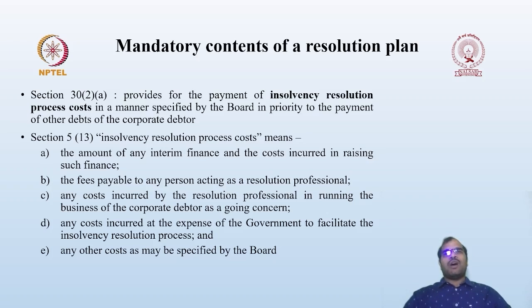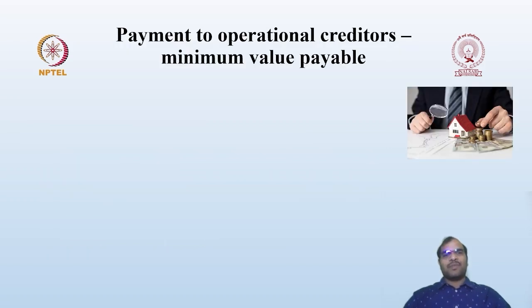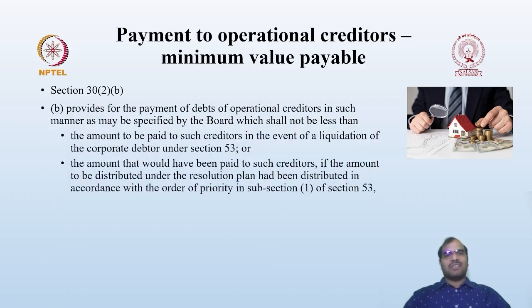So please remember, whenever you are preparing the resolution plan, such resolution plan mandatorily should give how they are going to make the payment. First you should make the payment towards the insolvency resolution process cost. This is one of the mandatory contents of the resolution plan. Then how you are going to make the payment to operational creditors. Here, when you are making payment to operational creditors, we have a minimum value to be payable, which is discussed under section 30 subsection 2 clause B. It provides for the payment of debts of operational creditors in such manner as may be specified by the board, which shall not be less than.